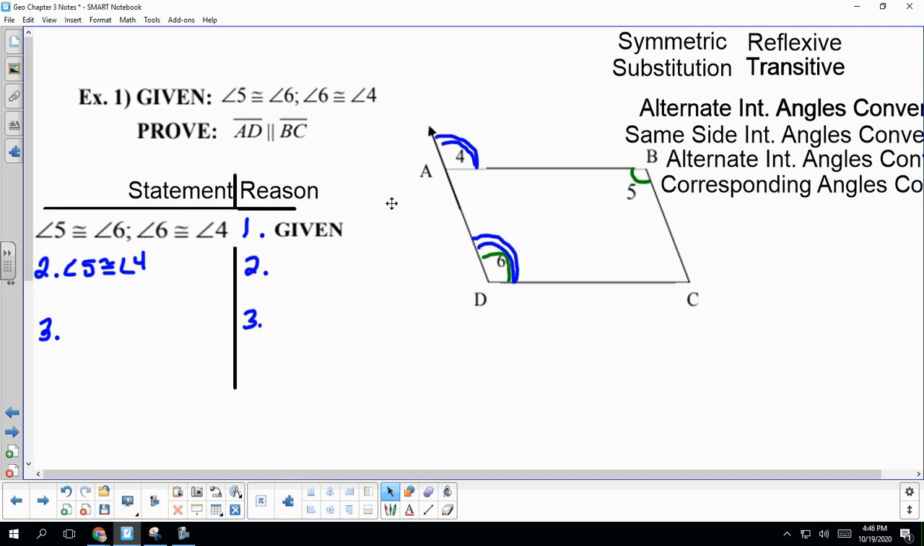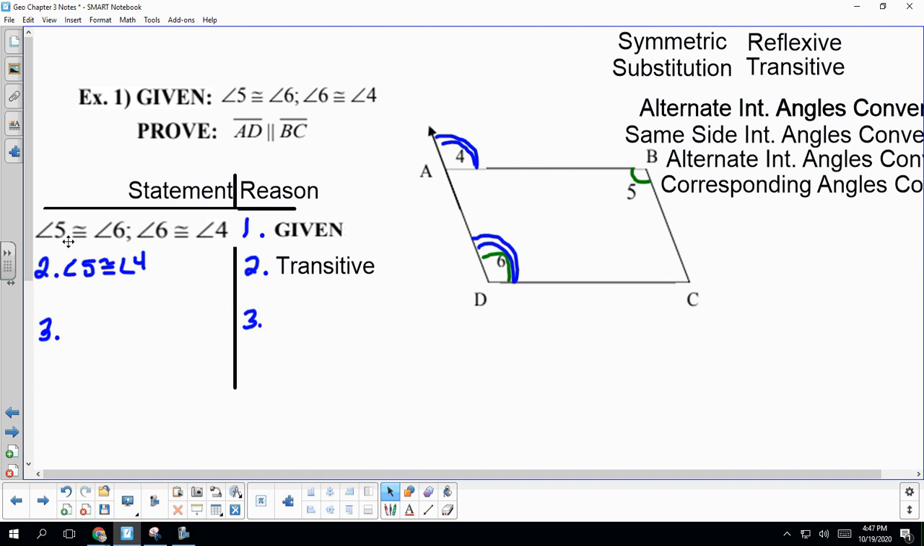All right, we're going to say angle 5 is congruent to angle 4, and our choices are symmetric, reflexive, substitution, or transitive properties. So if 5 is congruent to 6 and 6 is congruent to 4, we can say 5 is congruent to 4 by the transitive property.